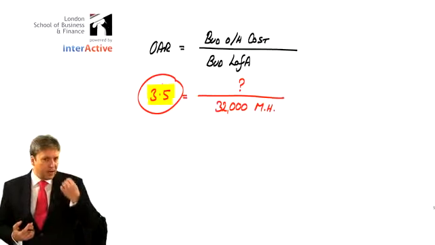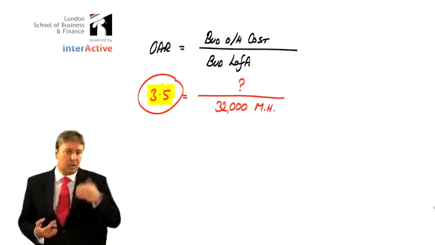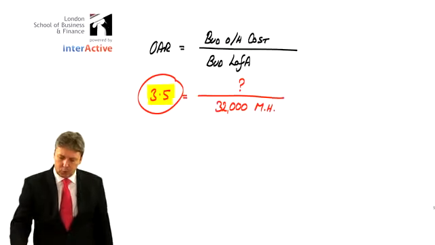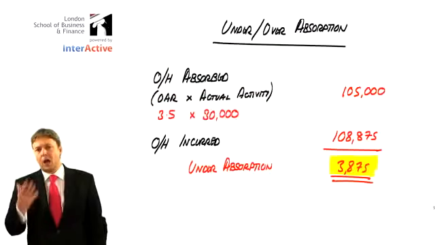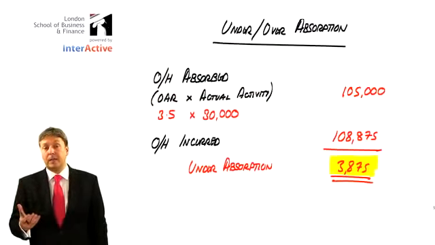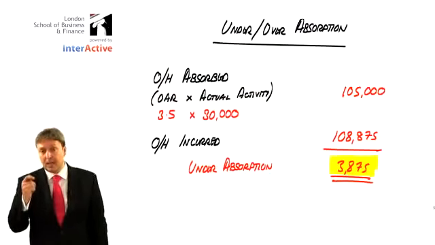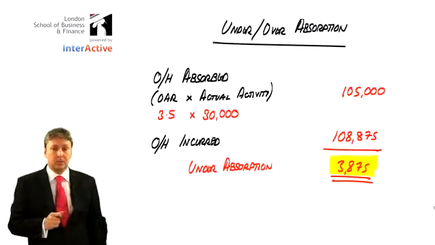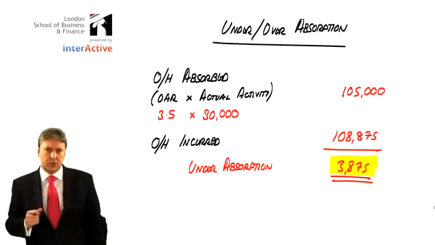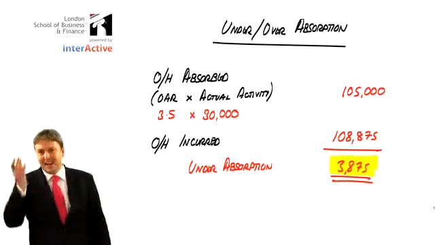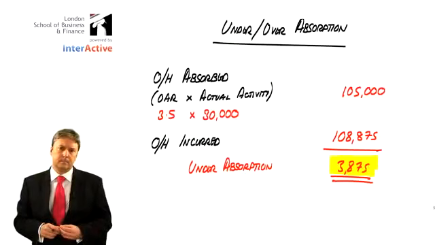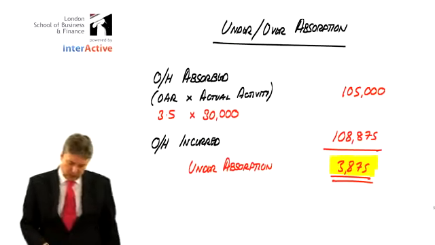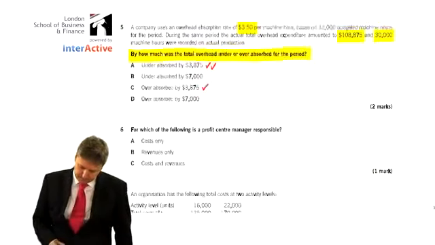Be very, very clear about what these things mean, because you may be asked about whether the under-over absorption will increase or decrease profits. We have an under absorption here. That means that too little money has been charged to the income statement. We have to increase the costs in the income statement. If we increase the costs, that will reduce the profit. Okay, a classic question. Be ready for it.